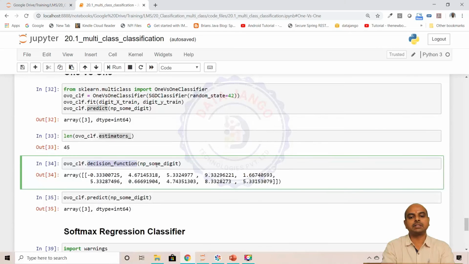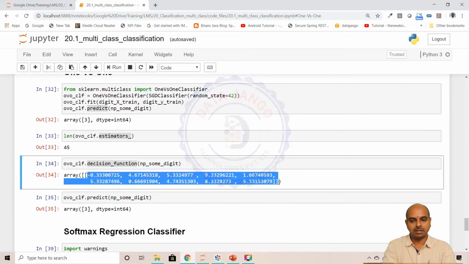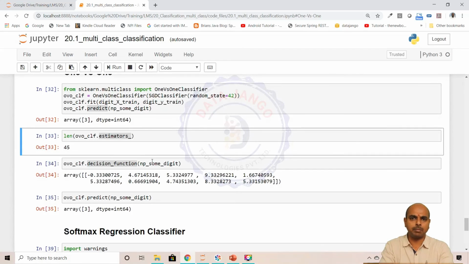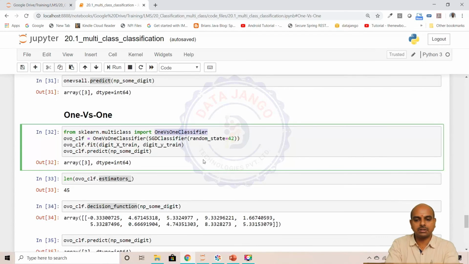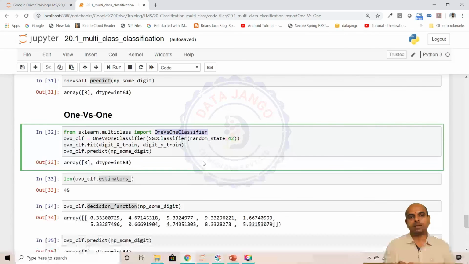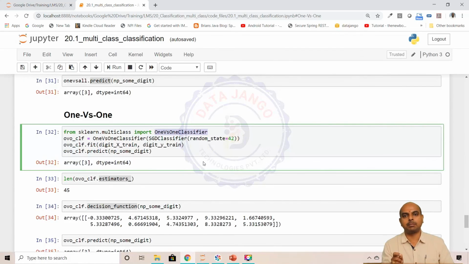And then the decision function ultimately calculates 10 probabilities. How does it calculate? It normalizes. We have seen it clearly on the PPT, right? So it calculates only 10 probabilities. Whichever number is high, the record belongs to that particular class. So that's how the one versus one classifier works. And before we conclude, one versus all is used when the algorithm is capable of handling huge volumes of data. One versus one is used when the algorithm is incapable of handling huge volumes of data.